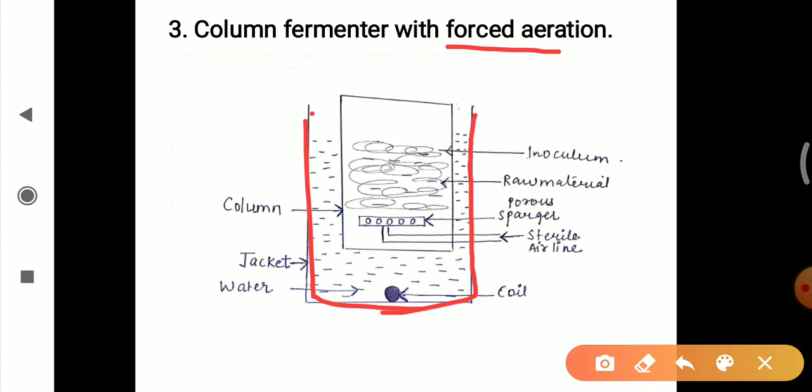The column is either made of glass or a metal column with a jacket for water circulation for temperature control. The fermenter mesh is aerated through air from the sparger. We provide sterile air from the sparger, and this setup is a little more expensive than the tray fermenter. It is also very simple, but we provide forced aeration.